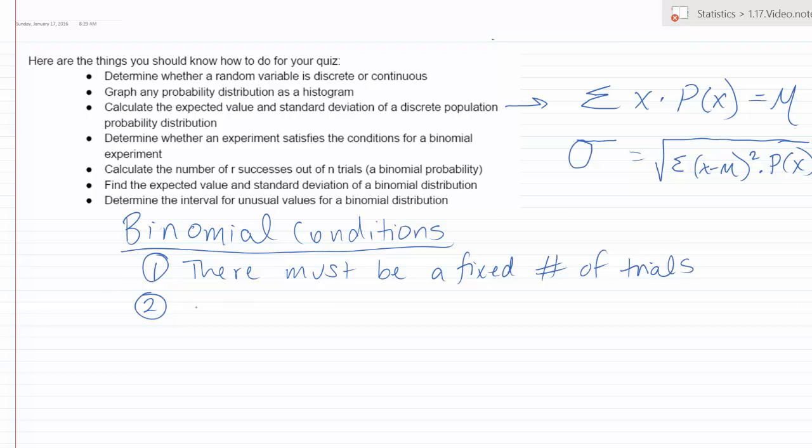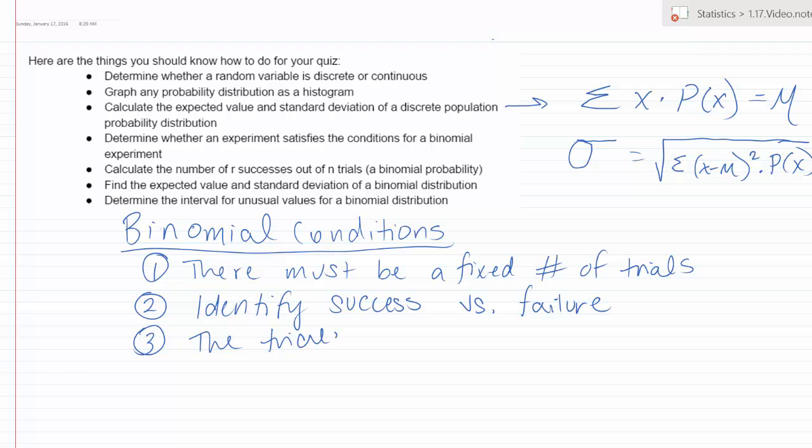The second one, you have to be able to identify success and failure. And you choose what success is. So you can decide success is something negative even. Like say you have the probability of getting a defective pen out of a shipment of pens. You could say success is that the pen is defective, and failure is that the pen is not defective. So it's okay to frame success as something negative. It's your choice what success or failure are.